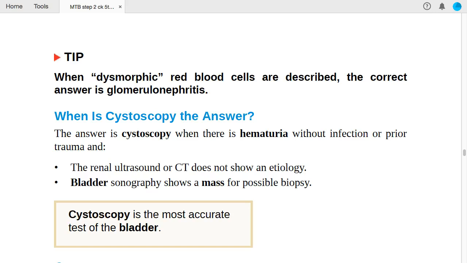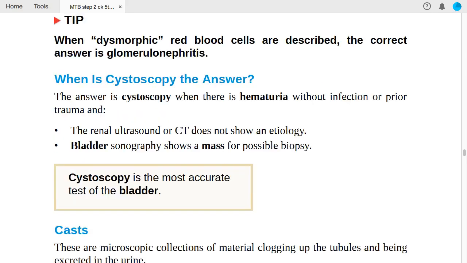So if the renal ultrasound or CT does not show an etiology, definitely in this case, and if bladder sonography shows a mass for possible biopsy, also in that case you should go for cystoscopy. If you see any mass, you will go for cystoscopy. If there is nothing on ultrasound or renal CT to show any etiology, definitely you will proceed towards cystoscopy. So cystoscopy is the most accurate test of the bladder. See, it's clearly mentioned, it is the most accurate test of the bladder.